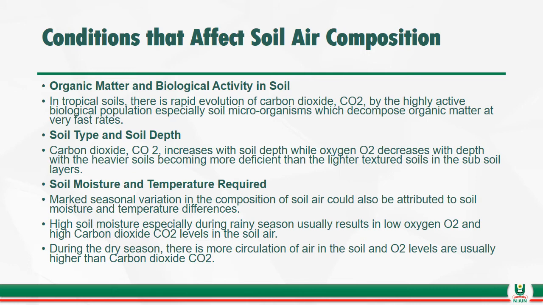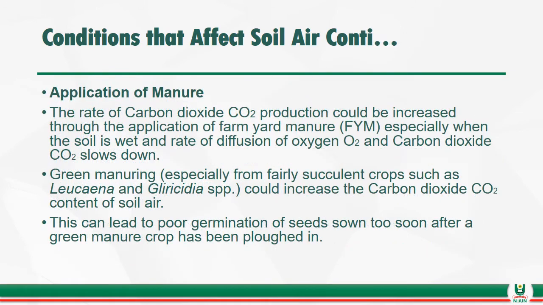Soil moisture and temperature. Marked seasonal variation in the composition of soil air could also be attributed to soil moisture and temperature differences. High soil moisture, especially during rainy season, usually results in low oxygen and high carbon dioxide levels in the soil air. During the dry season, there is more circulation of air in the soil, and oxygen levels are usually higher than carbon dioxide.